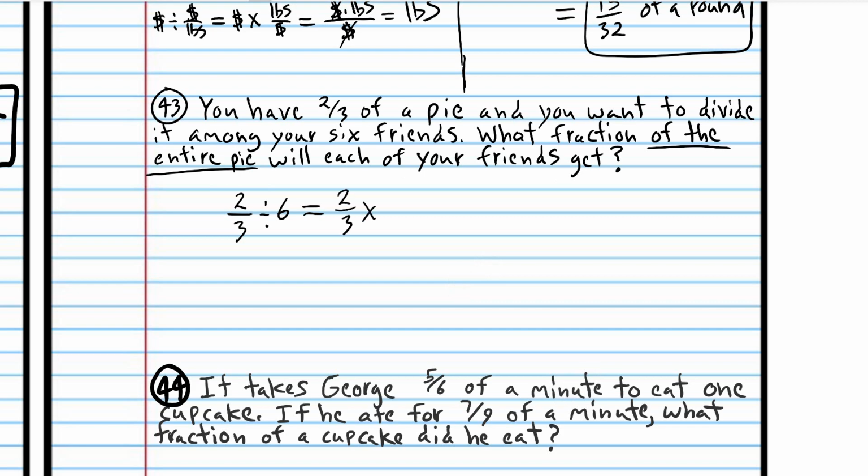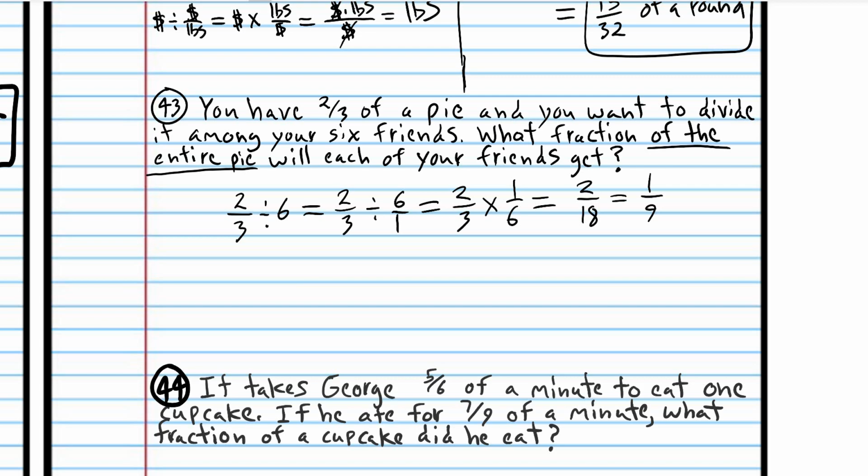We change to multiplication. Or actually, before we change to multiplication, we write 6 as 6 over 1. And then 2/3, you change the division sign to multiplication. You flip the 6, and it becomes 1/6. And then you multiply straight across. 2 times 1 is 2. 3 times 6 is 18. And you can divide both sides by 2. 2 divided by 2 is 1. And 18 divided by 2 is 9. If you got 2/18, you got the correct answer, but it's not in lowest terms, so you get a point taken off on a test if you do that.